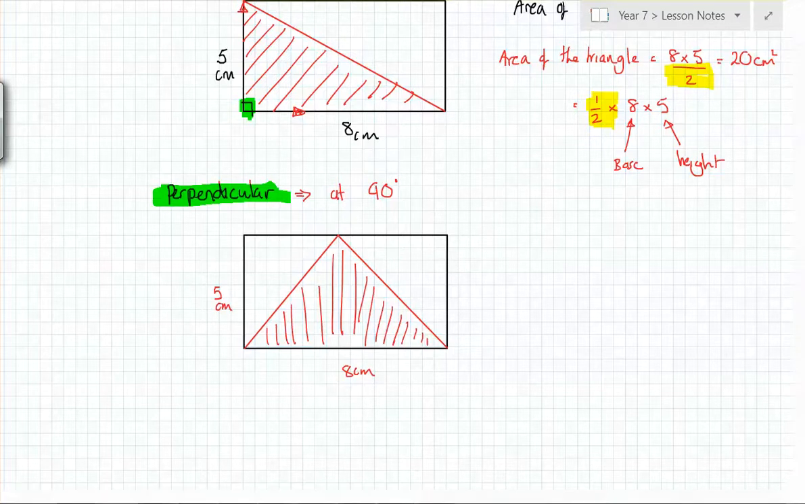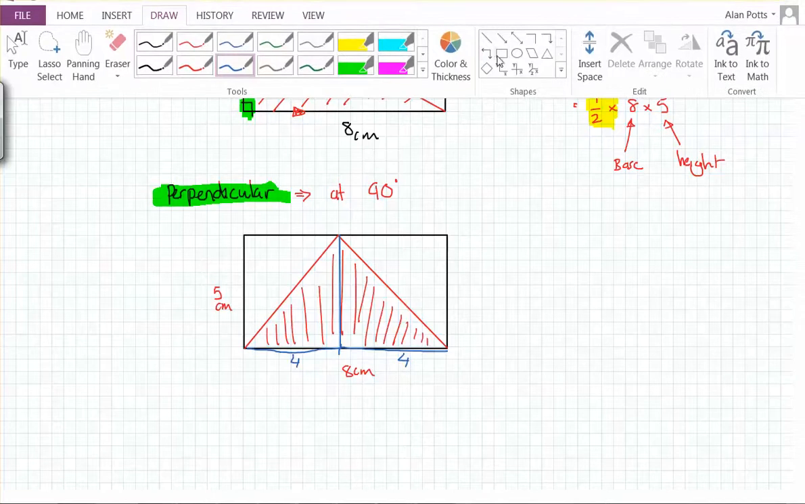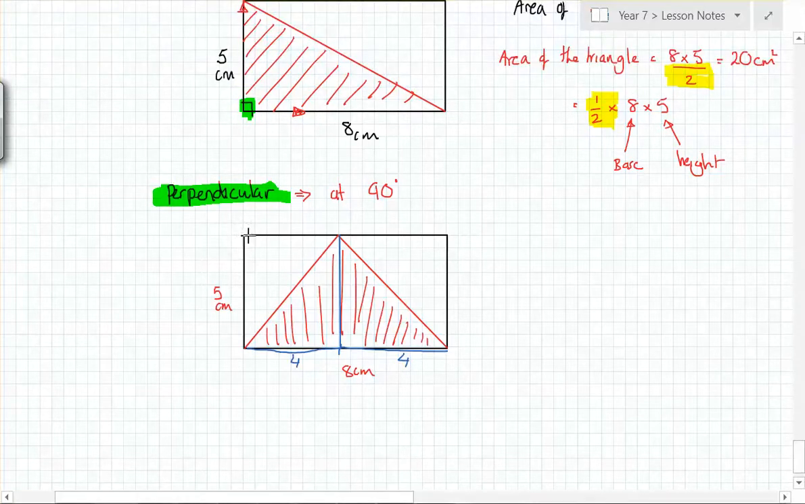No. Well, let me do this. So I'm going to chop this triangle into half, which just happens to be half the rectangle. It doesn't look it, probably isn't, but imagine it is. Right? So what would this length be? 4. And this length would also be 4. Now what I've got is actually 2 smaller rectangles. Squares. Right? Well, they're not squares because it's 5 and 4.